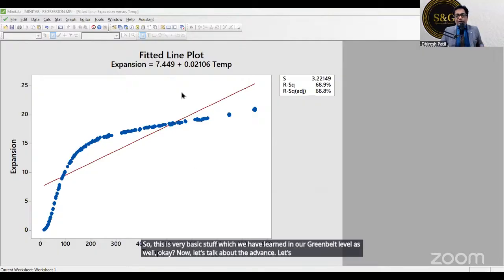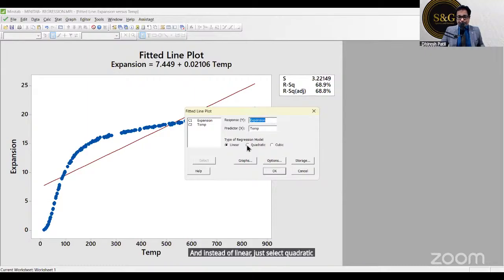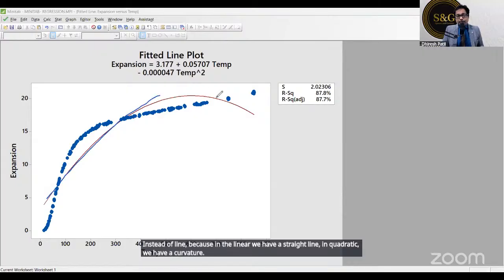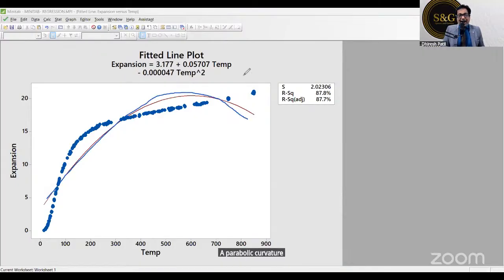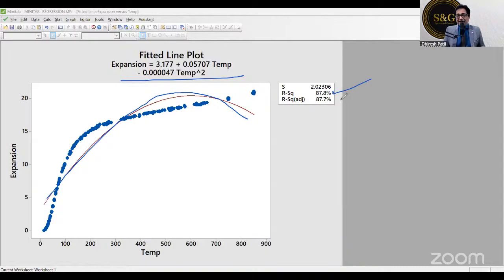Let's go back to Control E. Press Control E, and instead of linear, just select quadratic and say OK. Now we have got something very interesting here. What has changed? In linear we have a straight line, but in quadratic we have a parabolic curvature. The equation is changing, and R square is also changing because it is fitting better. You can see S, my standard deviation, has also reduced.